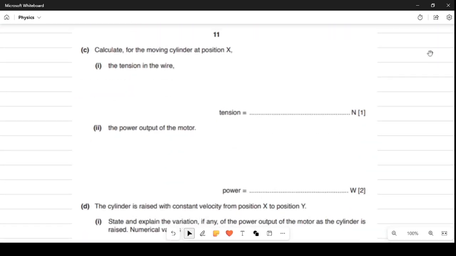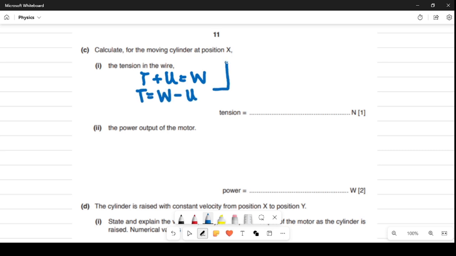Calculate for the moving cylinder at position X the tension in the wire. We know that tension and upthrust are the upward forces and the weight will be the downward acting force. So tension is basically equal to weight minus upthrust. You have tension is equal to 560. Weight is given in the question. We calculated the upthrust just now. So tension is equal to 360.